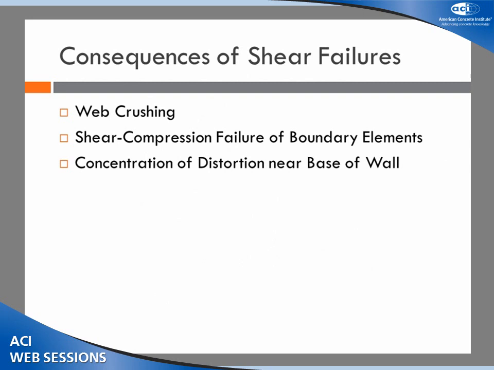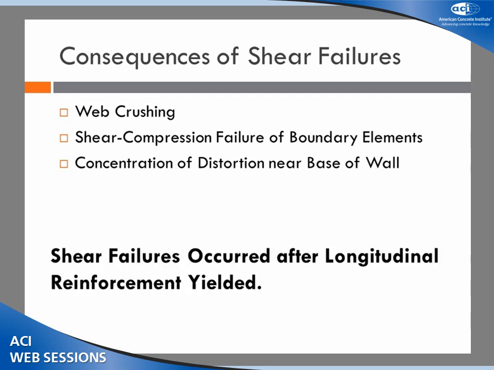Normally when we talk about the earthquake resistance of elements, we're very concerned about shear failures, and especially if you look at the design of frames, you want to make sure that you have ductile response. In the context of the walls, the shear failures appeared in the form of web crushing. In some cases, there was a shear compression failure of the boundary elements. In all cases, there was a concentration of shear at the base of the wall, but the shear failures were occurring after the longitudinal reinforcement in the wall had yielded. And so what you'll notice is that they did not have that much influence on the drift or the displacement capacity of the walls themselves.